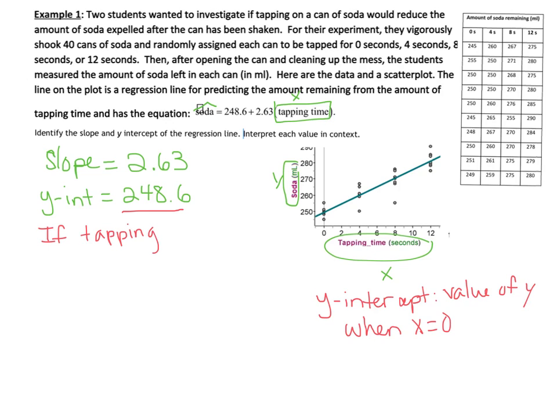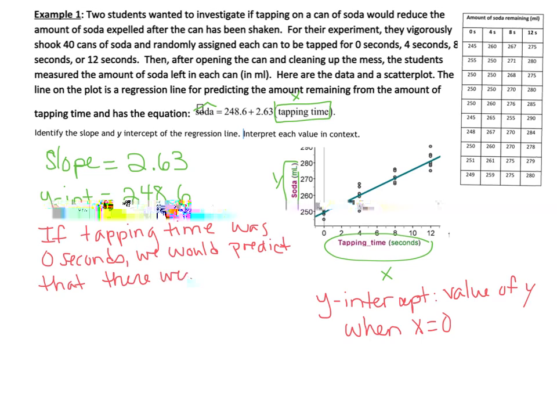Or you can even say, if the soda can was not tapped at all, this would be our predicted value. So if tapping time was 0 seconds, we would predict that there were 248.6 milliliters of soda.